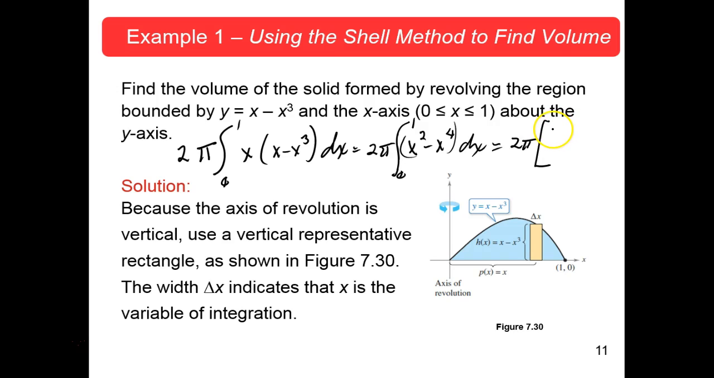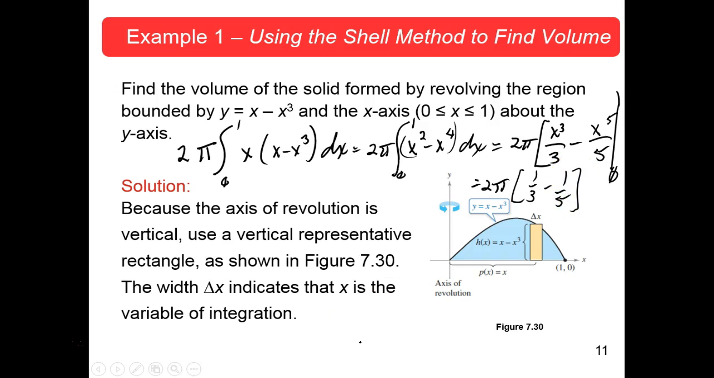Anybody? X cubed over 3 minus x what? X squared. So it's going to be x to the 5th over 5. Perfect. Evaluated from 0 to 1. You can't have anything easier to evaluate than that, okay? That would be 2 pi, and when you plug a 1 in there, you have 1/3 minus 1/5. Plug a 0 in there, you get nothing, okay?